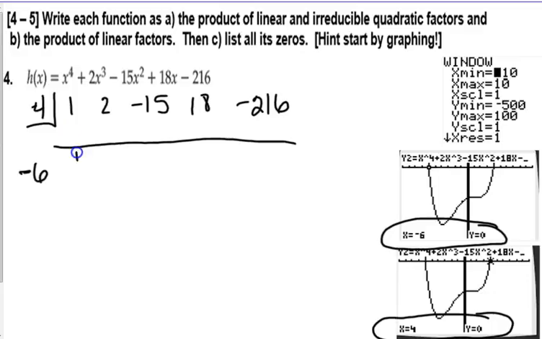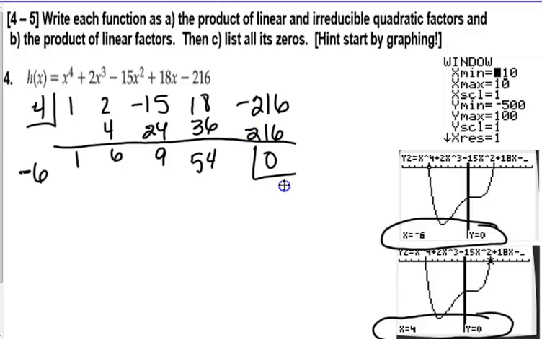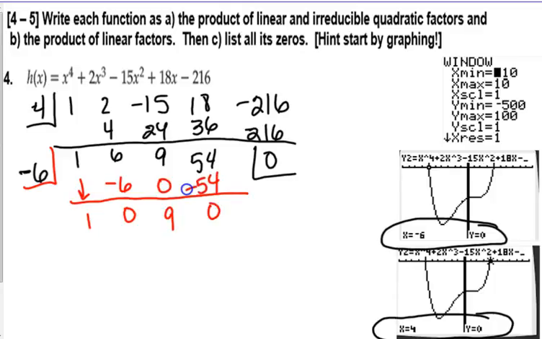Thank you. All right, bring down the 1, multiply, add, multiply, add, multiply, add, multiply, add. All right, you have to do it successively, which means you don't go back to the original polynomial. We're trying to get this down to something we can factor. So now we do the other 0. Bring down, multiply, add, multiply, add, multiply, add.